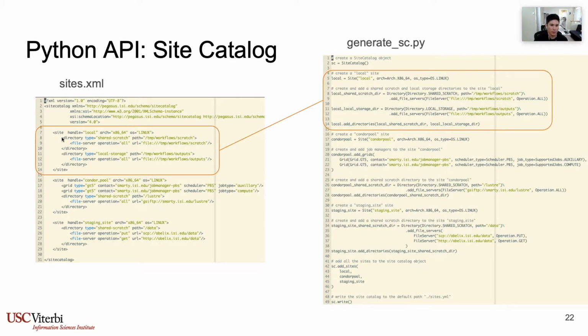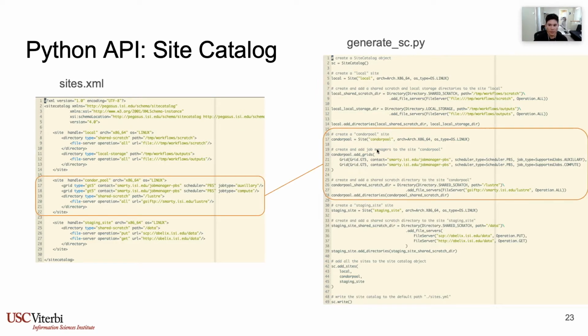In XML, you just have this nested structure, and we have these child objects here. So with the Python API, you would just create the objects and then add them to their parent object. So for the site object, you would add directories to it. And for the site catalog object, you would add sites to it.